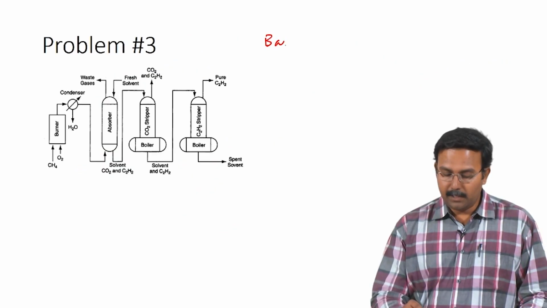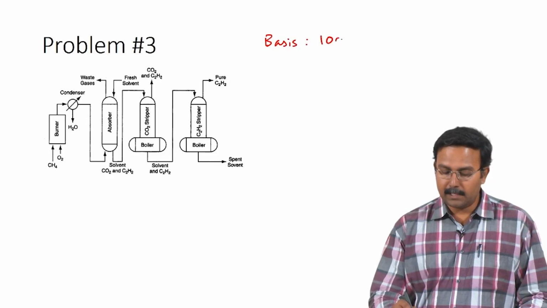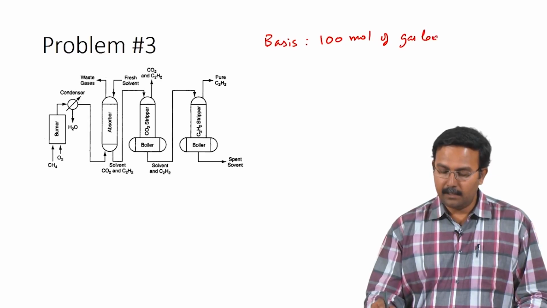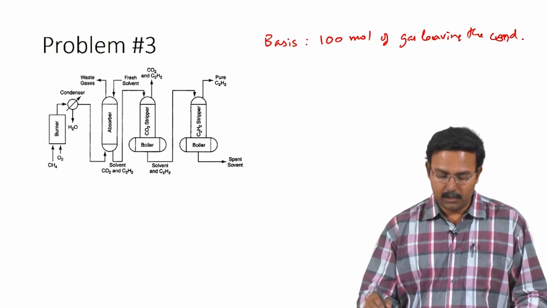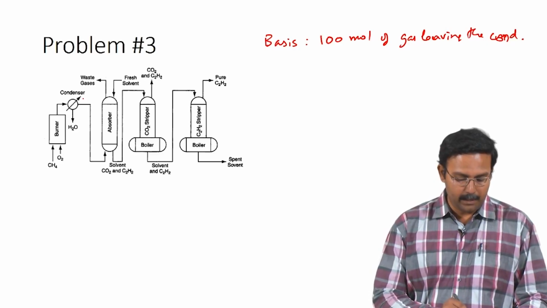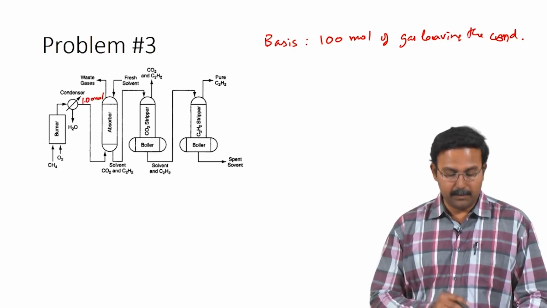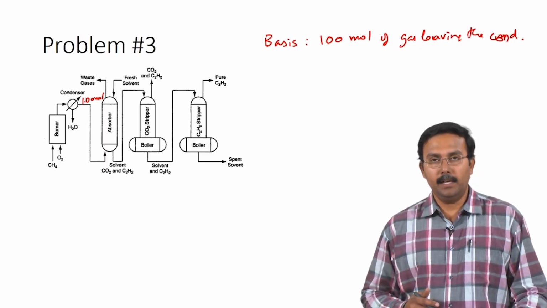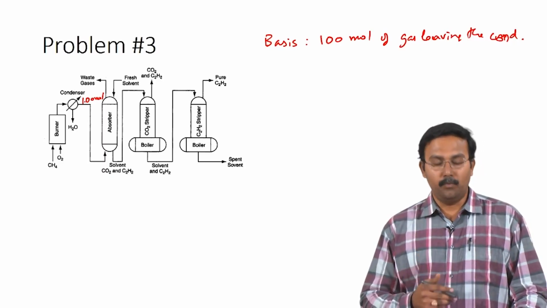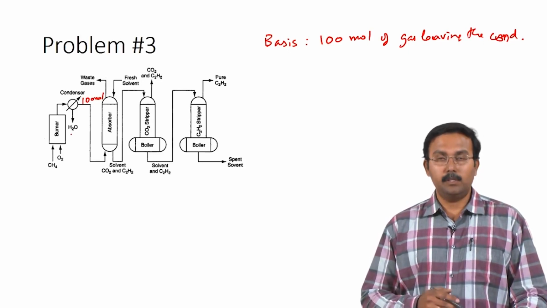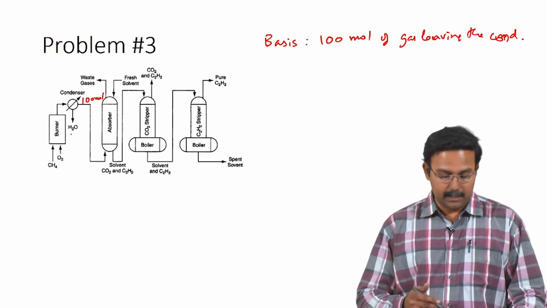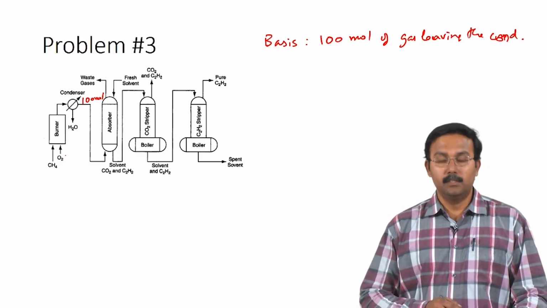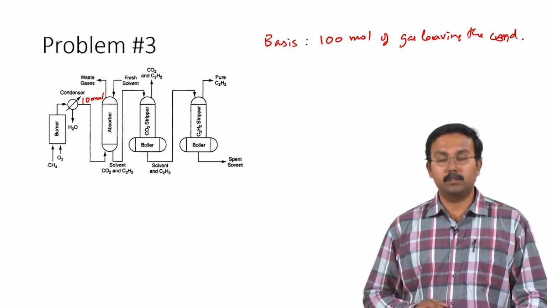Based on the information given in the problem, we have chosen the basis as 100 moles of gas leaving the condenser. So, this is the basis, which means this would be 100 moles. Now, we need to identify how much water is being condensed. We also need to identify how much acetylene is recovered and also the ratio of methane to oxygen. So, the first part is to identify the methane to oxygen ratio.